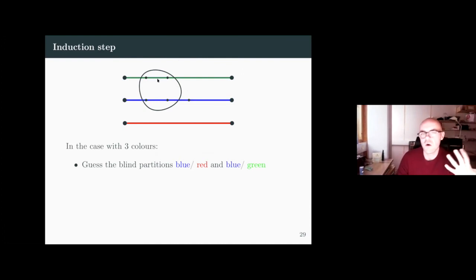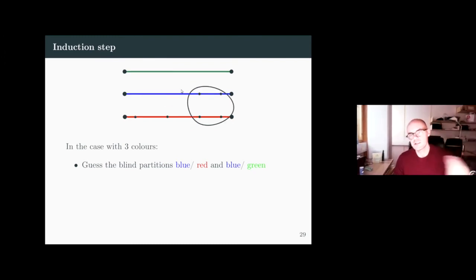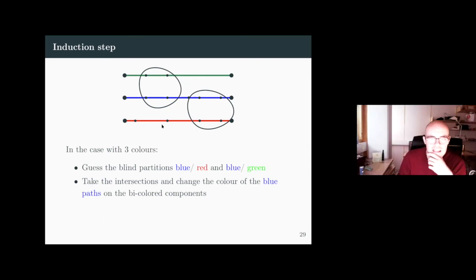So now all of the green paths that you defined outside of these components, they are blind with the blue paths. So all of the blue and green paths are blind outside these components. And you have the same thing: you have a blind partition between blue and red. So again, outside 1 or 2 components, let's say 1, all the subpaths that you've defined are blind between red and blue. Okay, so now once again, what you do is you change the colors in these components. So this component is green and blue, so you change it to green, and this one is blue and red, so you change it to red.